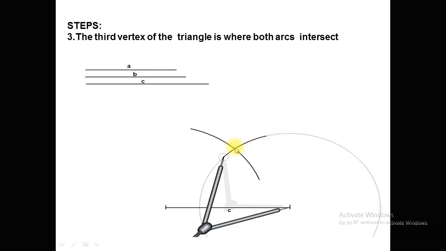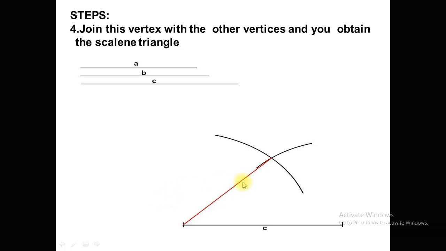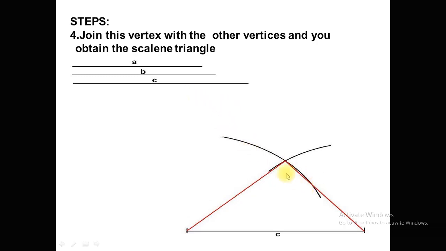These two arcs intersect each other at this point. The third vertex of the triangle is where both arcs intersect. So this is the third vertex of the scalene triangle. So now at the end, join this point to this end point. You see over here. Join this vertex with the other vertices, like at this vertex A and this vertex B. So join this vertex to this end point and then join this vertex to this end point, and this is the required scalene triangle.